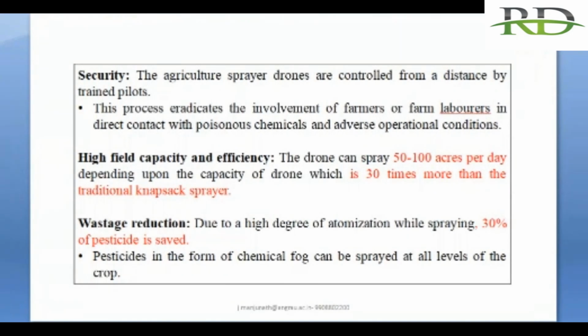Another important thing is wastage reduction. The degree of automation by spraying is 100%. We can save 30% of pesticides compared to spraying with a knapsack sprayer. We cannot justify the spray on the field, especially.